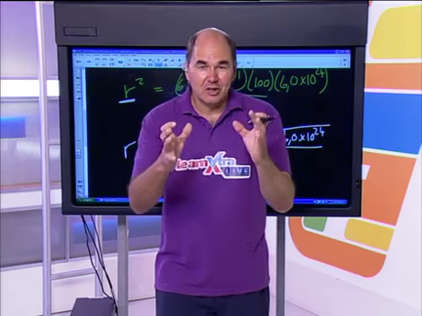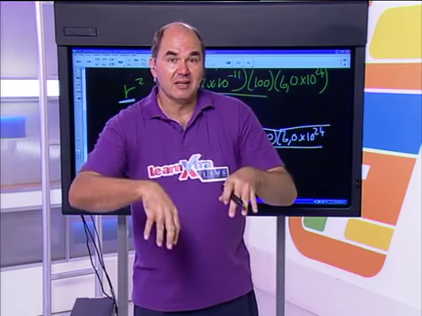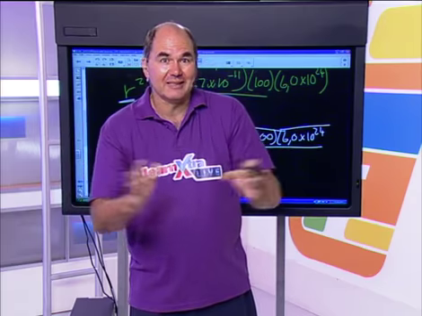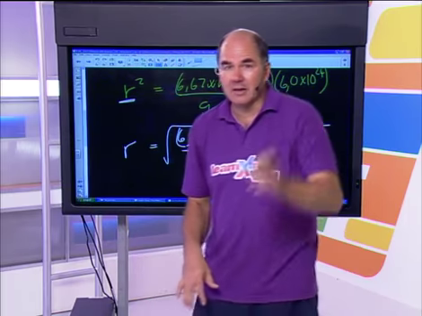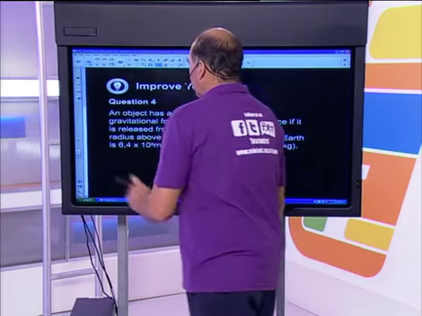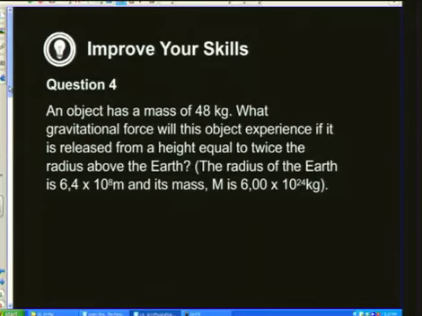Guys, I'm not going to do the calculation of that. Think you can manage on the calculator. This is not about calculation. I want you to see the different types of questions they can ask. Let's do one more, because this one gives us a little bit more thinking to do in terms of the actual law. It says, an object has a mass of 48 kilograms. What gravitational force will this object experience if it is released from a height equal to twice the radius above the Earth? And then they give you the data.